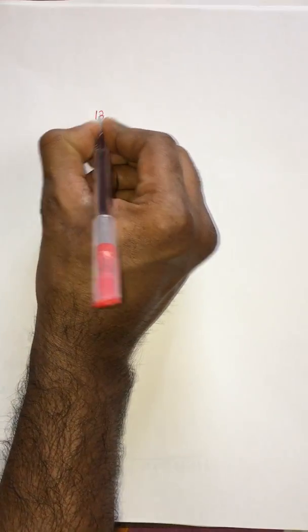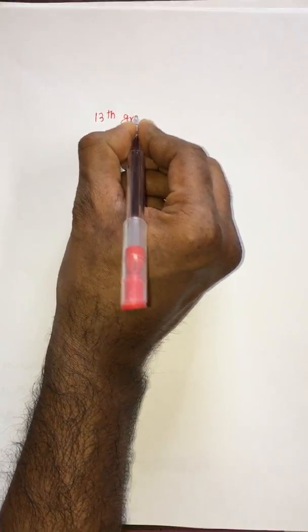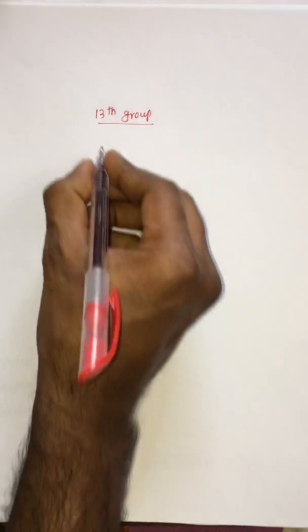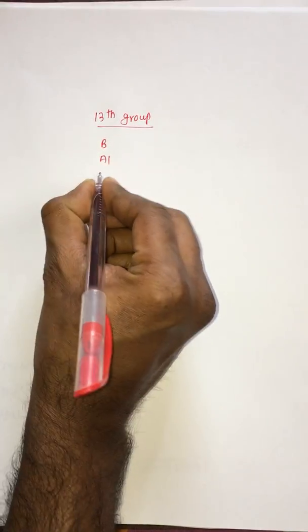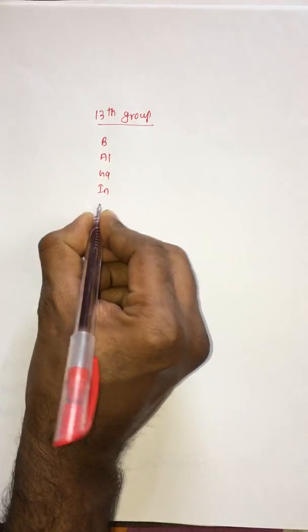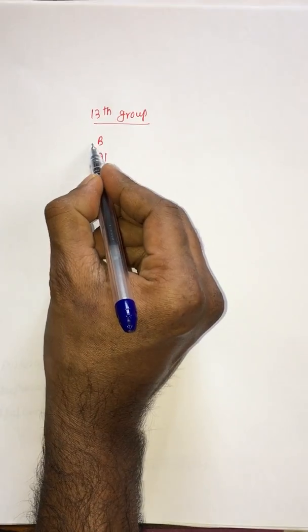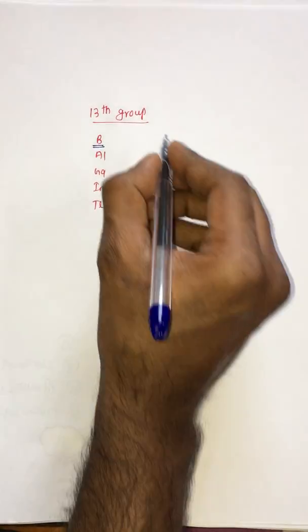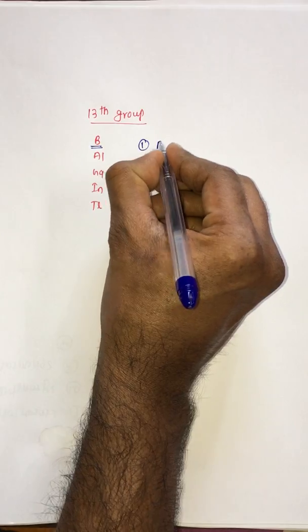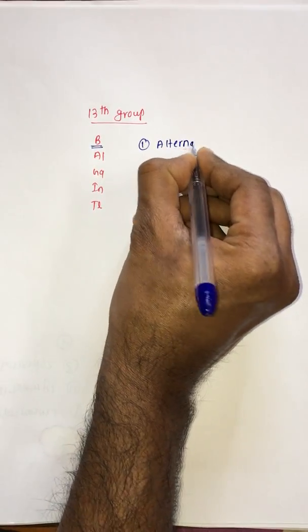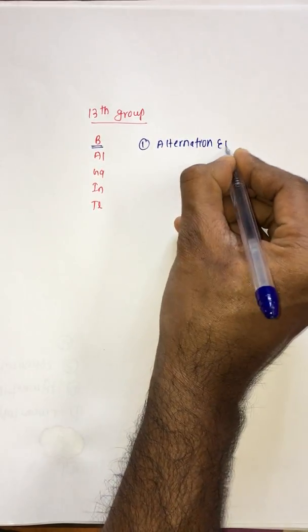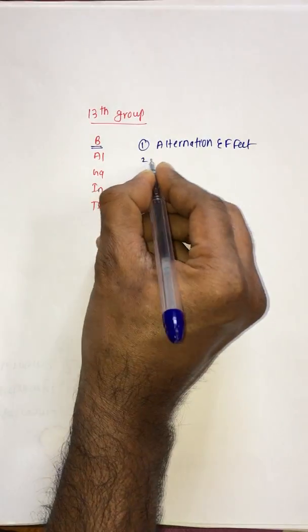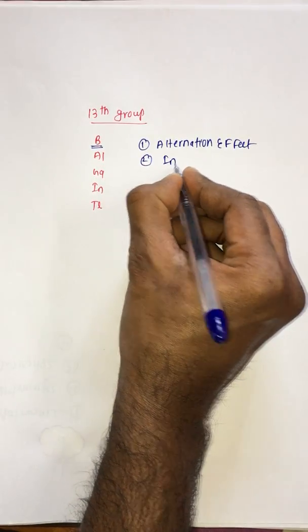So today's topic is group 13 elements. In group 13 we have boron, aluminum, gallium, indium, and thallium. Questions mainly come on boron, sometimes on aluminum also. But this group is very important. There are two effects: the alternation effect and then the inert pair effect.